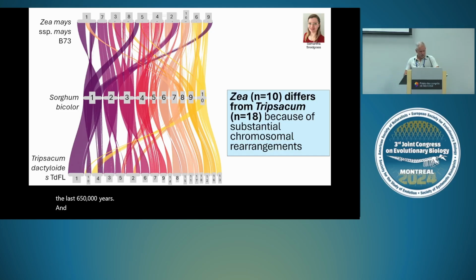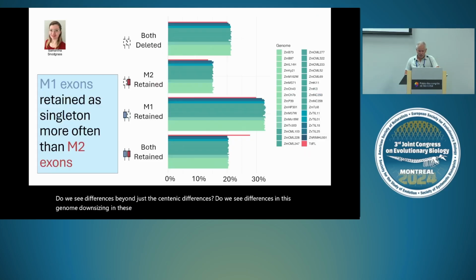And so Sam was interested, okay, we see these really big differences between these genera, Tripsacum and Zea. Do we see differences, beyond just these syntenic differences, in this genome downsizing and these deletions after polyploidy? And so she looked at the 2 subgenomes, M1 and M2, and then she looked at different patterns of whether or not genes were fully retained across both subgenomes. Were there particular deletions that were unique to M2? Were there particular deletions that were unique to M1? And in what instances would we see both copies of these genes retained?